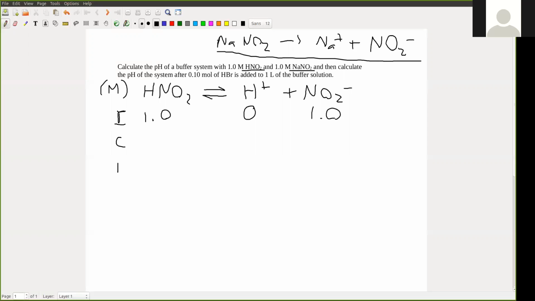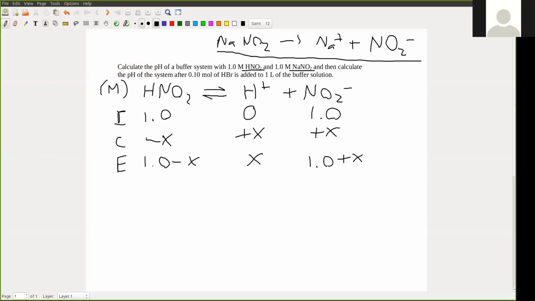Then we want the change and the equilibrium. For the change, we don't know what that is, so we're going to use X. As the concentration of nitrous acid decreases, the concentration of both protons and nitrite ions will increase by that same amount. So they should have a plus X to all terms. So at equilibrium, we have 1.0 minus X, and then for protons, we have X, and for nitrite ions, we have 1.0 plus X.